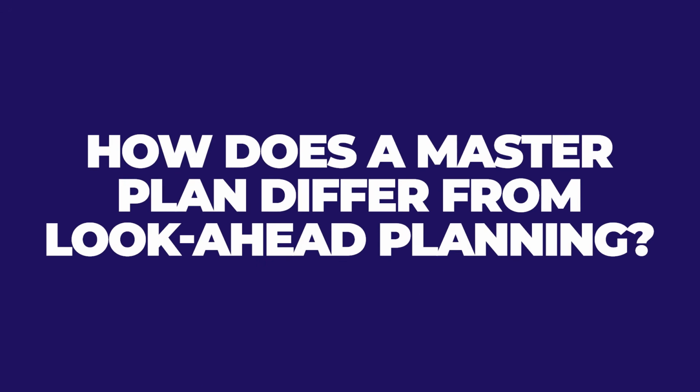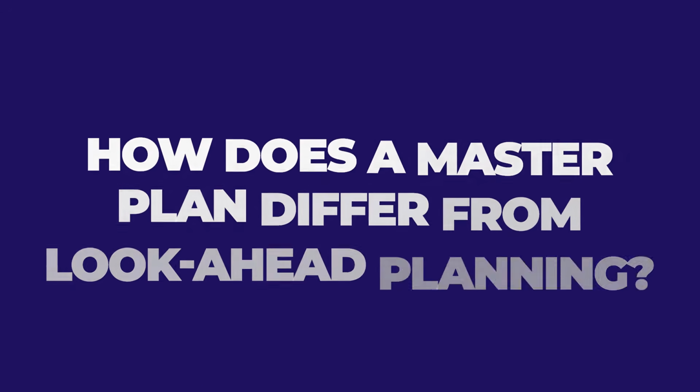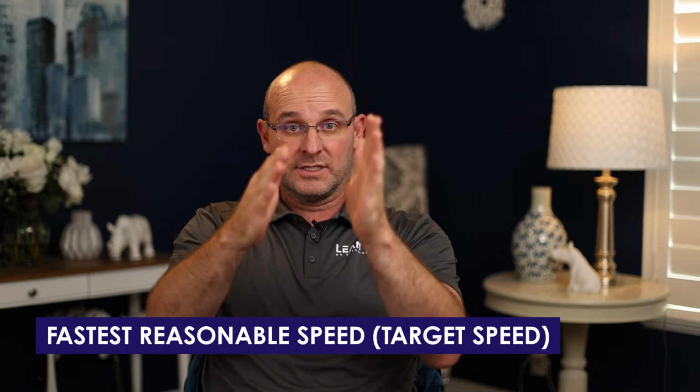How does a master plan differ from look-ahead planning? Well, remember, master plan is your slowest speed. Inside the phase is your tactical production plan, which is your fastest reasonable speed, or it's your target speed. And then your look-ahead is simply a 3 to 6 week filter of that every single week, so you can make work ready and find and remove roadblocks.